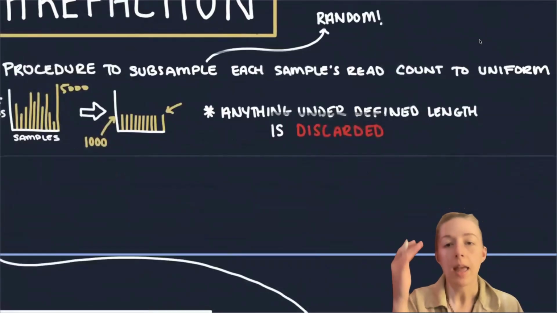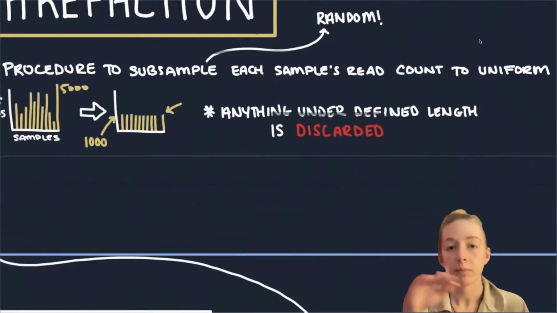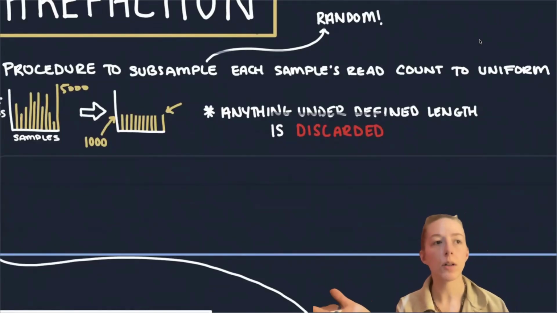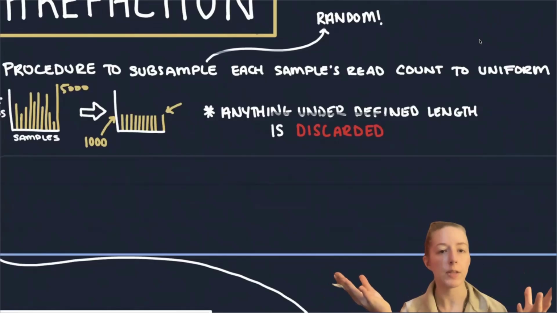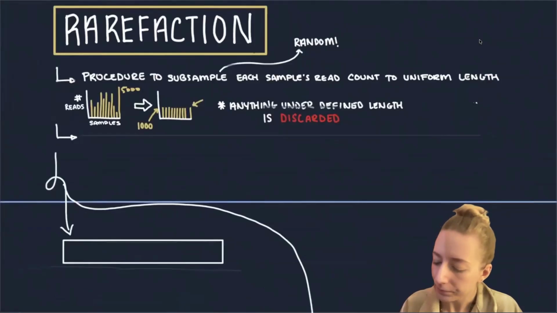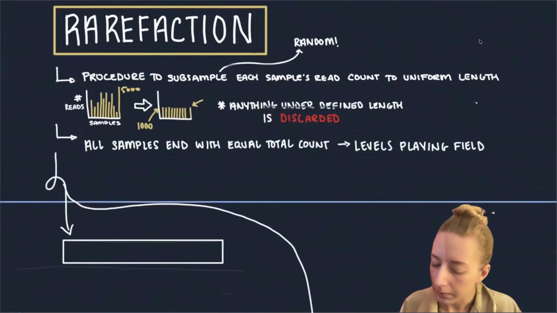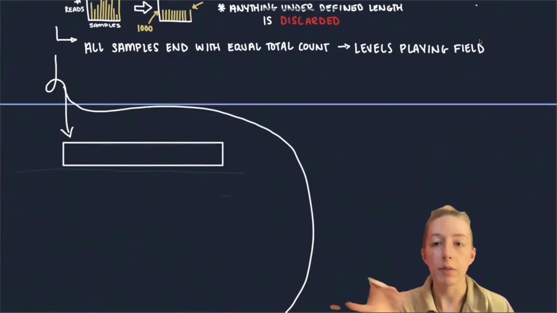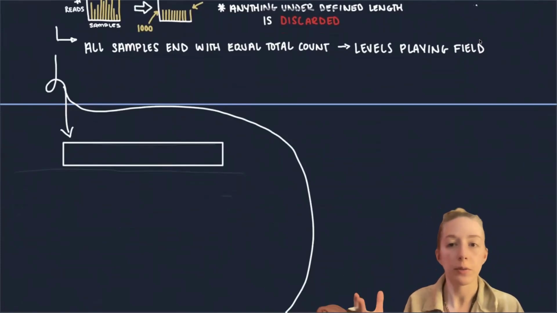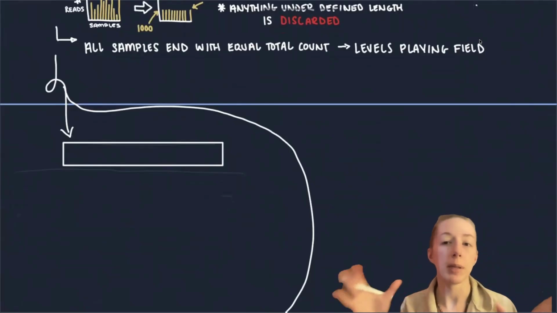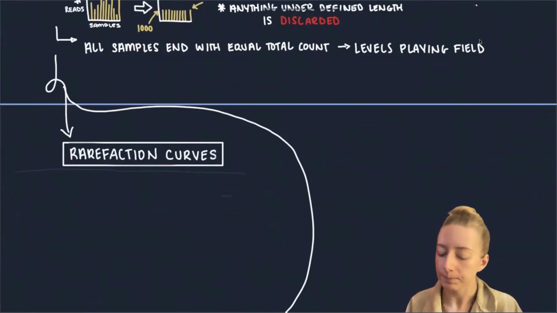And like I mentioned, anything under your defined rarefaction threshold will be discarded. So you're going to have to balance between, do I want more reads or do I need more samples if they're going to be discarded? And that's a balance you're going to have to make. And all samples will end with the equal total count that you set as your threshold for rarefaction. This means that you're giving all of your samples a leveled playing field in terms of sequencing depth.